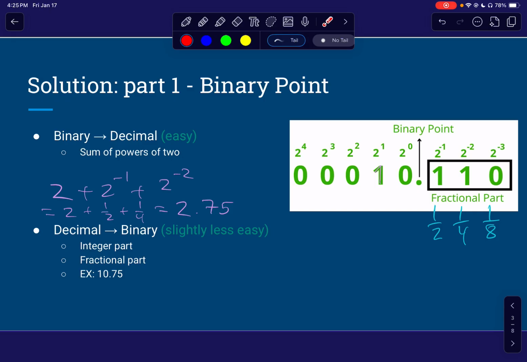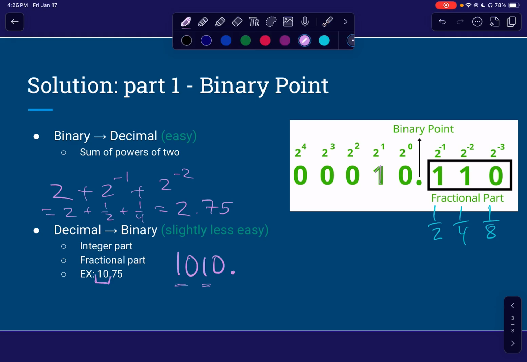Slightly harder is when we're given a decimal number, something like 10.75, and we want to get it into binary. Now, this is slightly more tricky. The first thing we want to do is look at the integer part, which is everything to the left of the decimal. I'm saying decimal because we're in base 10 here. So 10 in binary is 1010, because that is 2 plus 8, which is 10. Okay, cool. We will add our binary point, and then we look at the fractional remainder, which in this case is 0.75.